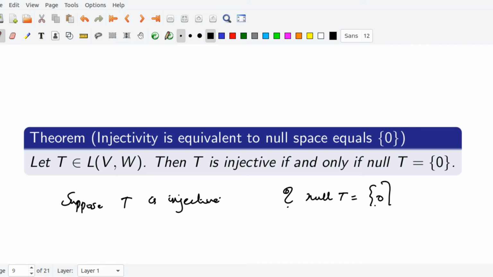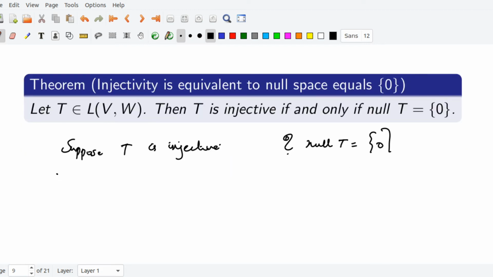Okay. Clearly, {0} is a subset of the null space of T, because the 0 vector always maps into 0. So definitely the 0 vector belongs to the null space of T. For any transformation, 0 belongs to the null space of T. So hence {0} is a subset of the null space of T.